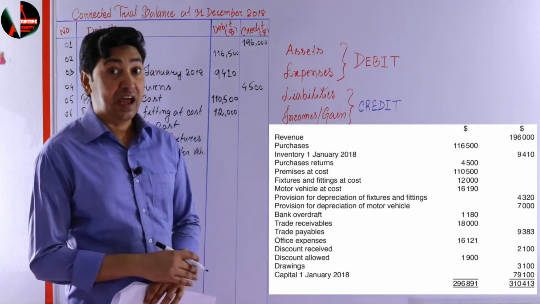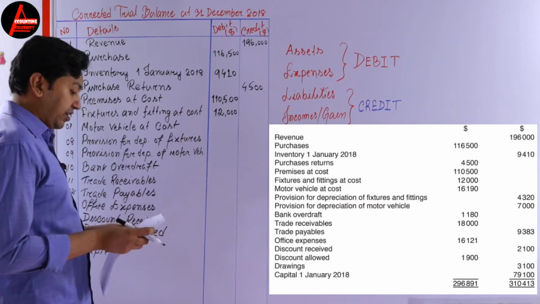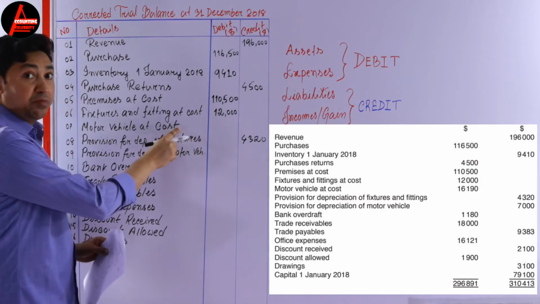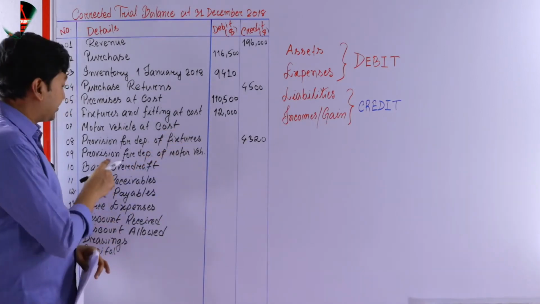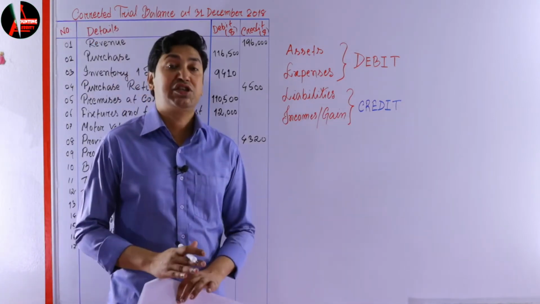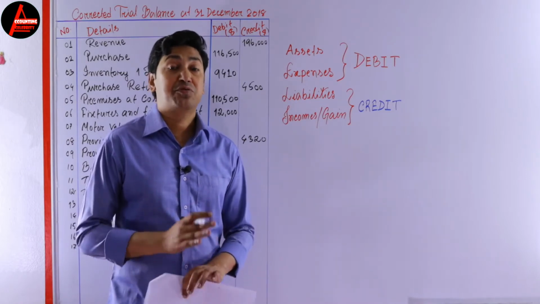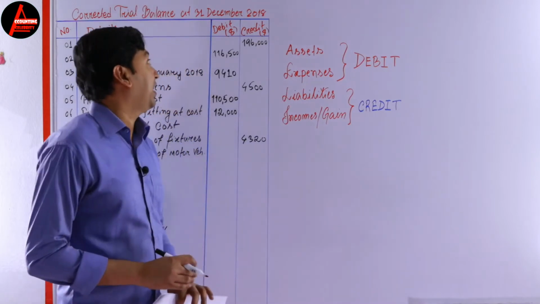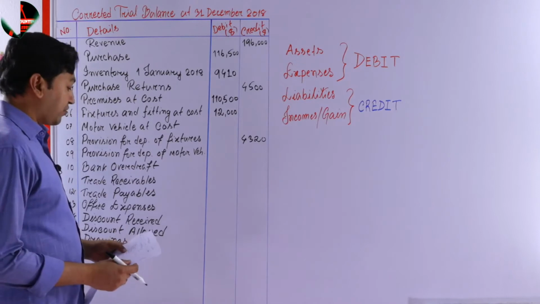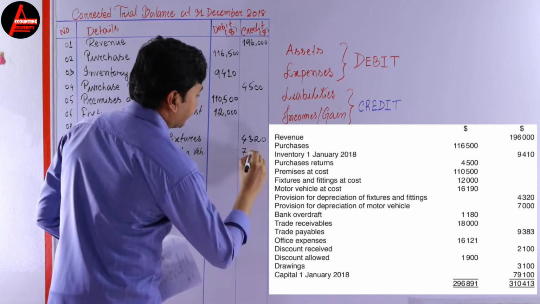Okay, so next one is provision for depreciation of fixtures. So provision is a liability. Okay, so it will come in the credit side. So let us try it here in the credit side. So here 4,320. Don't forget we will write here motor vehicle later. Okay, so next one is here provision for motor vehicle. Provision of all types, provision, motor vehicle, provision for depreciation, provision for doubtful debts, whatever provision you see, all will be in the credit side because these all have credit balance. Okay, so provision for motor vehicle is here in the question, $7,000. So let us try it in the credit column.